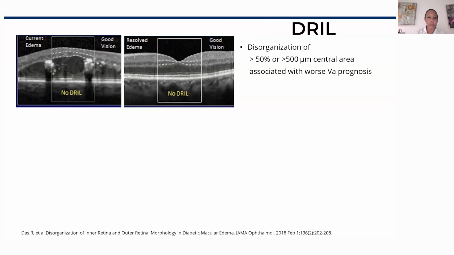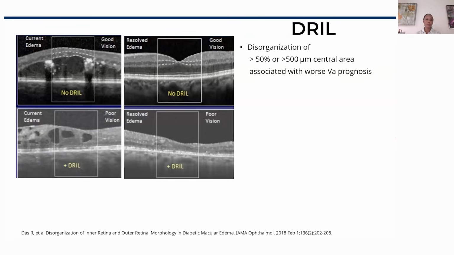So this is looking at the picture on the left. You can see there's no DRIL present in those layers, but you have cystoid spaces. So after VEGF, the vision has a good chance of improving once the fluid leaves the retina, and it comes back to normal thickness because there's no DRIL present. So the pathways are still connected.